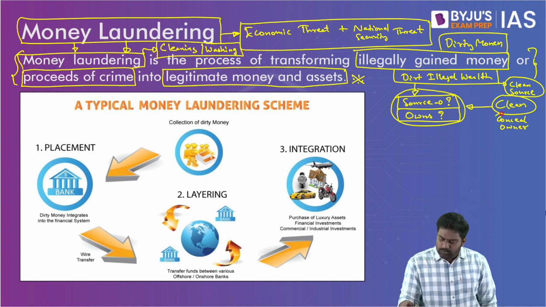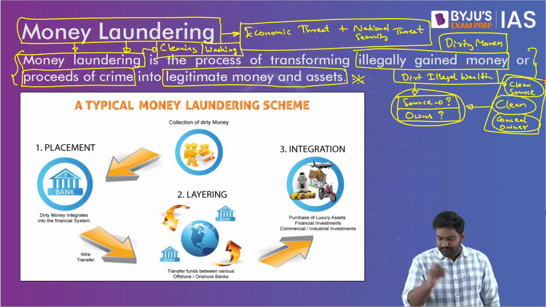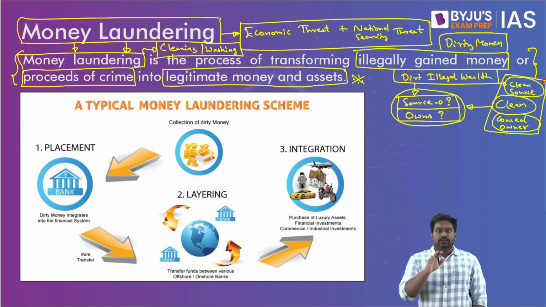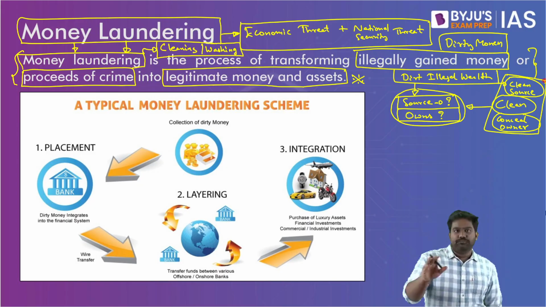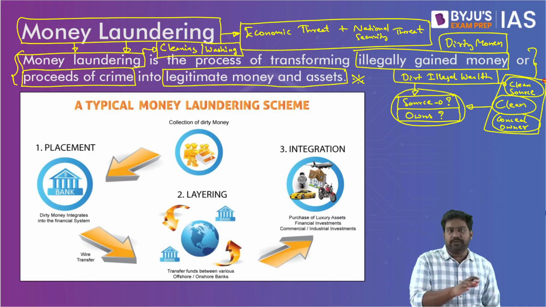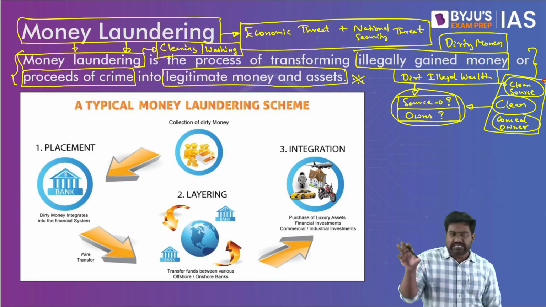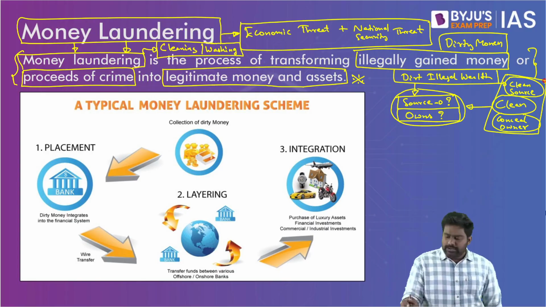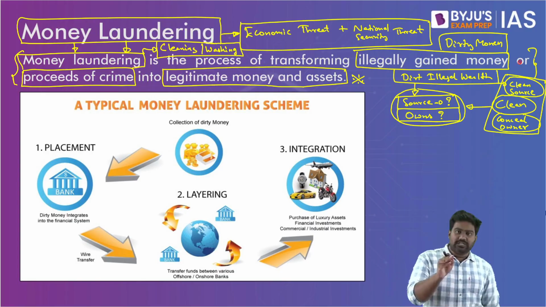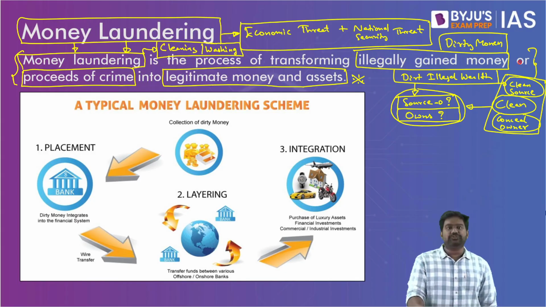If you're able to do these two things, then your money becomes clean. One, cover the source. Conceal where the money came from. Show that it came from a clean source. Show that as legitimate wealth. Second, distance this black money from the actual owner. Conceal the actual owner, and your job is done. The money now becomes clean. It becomes white, and you can use it for all economic transactions.